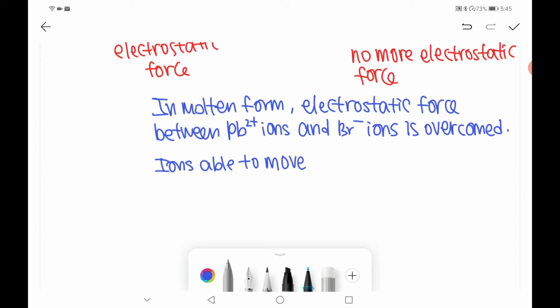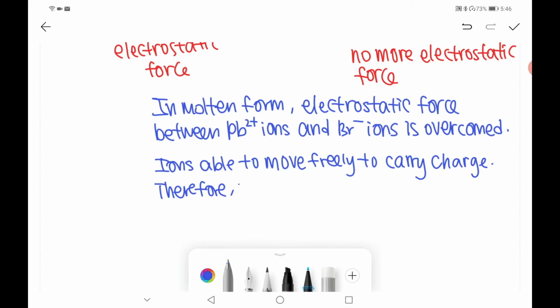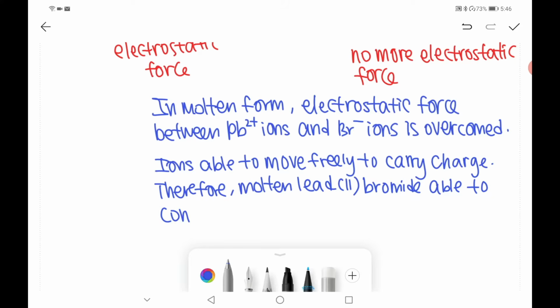When there is no more electrostatic force, the ions are able to move freely. When ions can move freely, they can carry charge. When they can carry charge, they can conduct electricity. Therefore, conclusion: molten lead(II) bromide is able to conduct electricity. When they can conduct electricity, that is why you see the bulb light up.